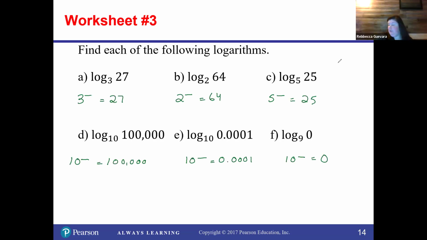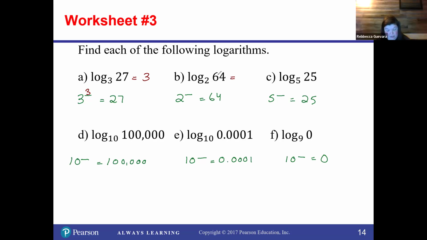Okay, so like I said, we're trying to figure out what power would do this. If you weren't sure, like let's say we have log base 3 of 27, just keep taking 3 and trying different powers until you find one that works. A power of 2 gives me 9, but a power of 3 gives me 27. So log base 3 of 27 would just have to be 3.